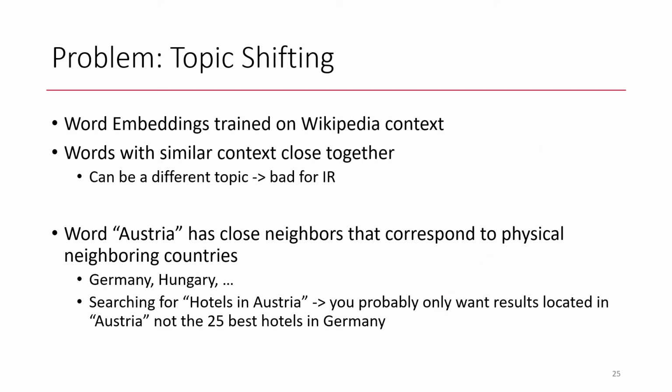And what we recognized here is a problem, and that's topic shifting. So if you take a word embedding that is trained on Wikipedia context, then words with similar context are close together. But they can be of a different topic, which is of course bad for the retrieval task. So the word Austria has close neighbors that correspond to physical neighbors, right? So Germany, Hungary, etc.